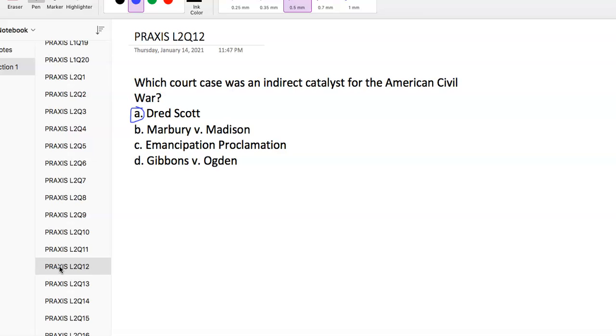Emancipation Proclamation, that's an executive order by President Abraham Lincoln with the purpose of changing the federal legal status of more than 3 million enslaved people in the designated areas of the South from slave to free. But the question was court case, right? Emancipation Proclamation was not a court case.